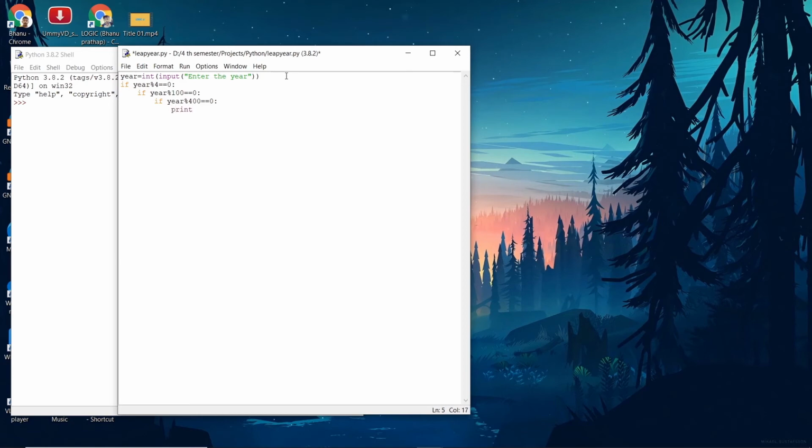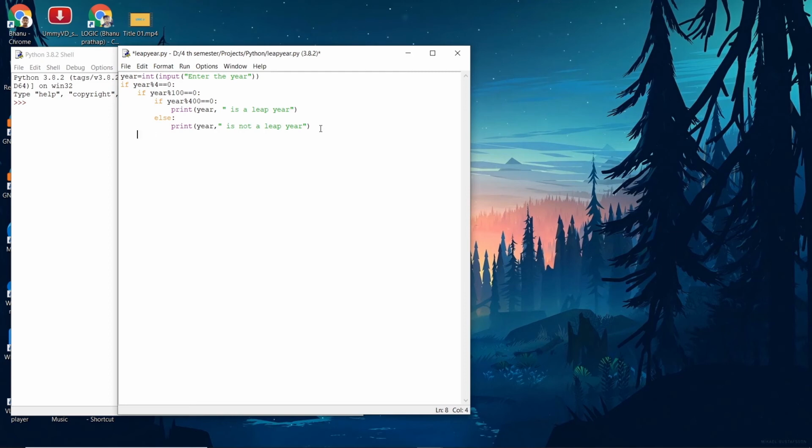So print year is a leap year, else print year is not a leap year. If it is not divisible by 400, then that cannot be considered as a leap year.